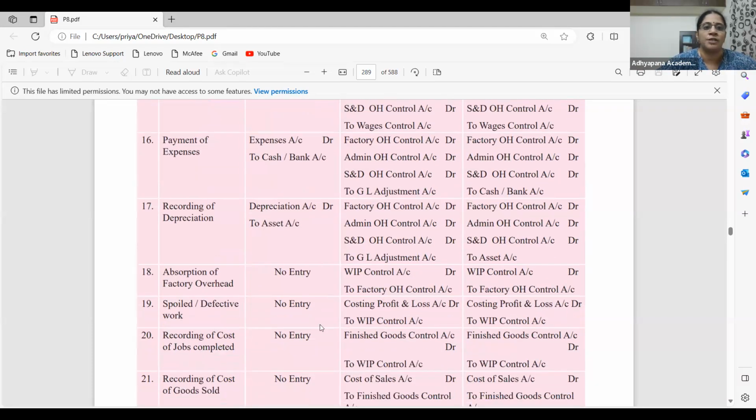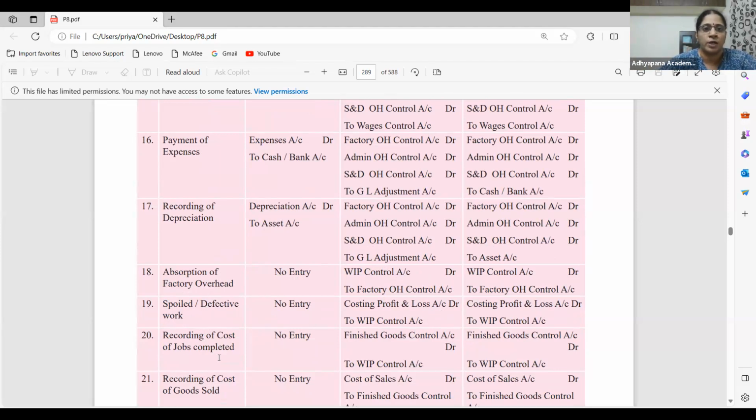Then after this, the further analysis of absorption of overheads does not take place in financial accounts. So absorption of factory overheads, no entry. Where do you absorb factory overheads? In the production phase. So it will be WIP control to factory overhead control. Spoiled or defective work. Once when a work is spoiled, you have to debit it as abnormal loss in P&L account, correct? So it is costing P&L account debit to WIP control.